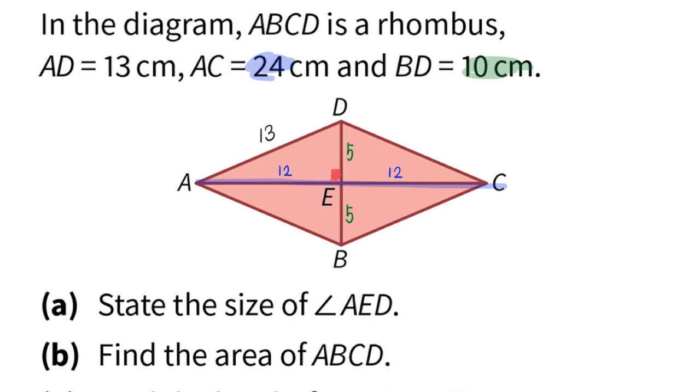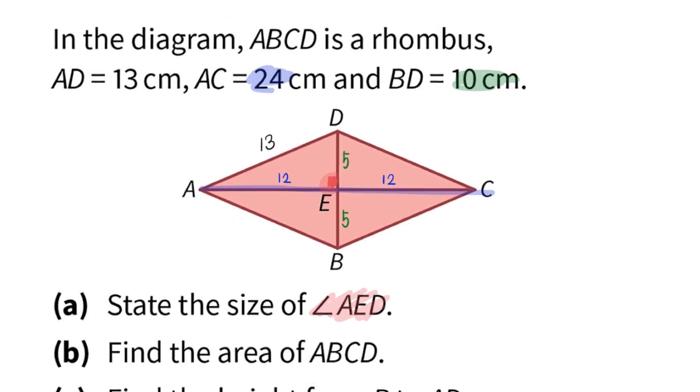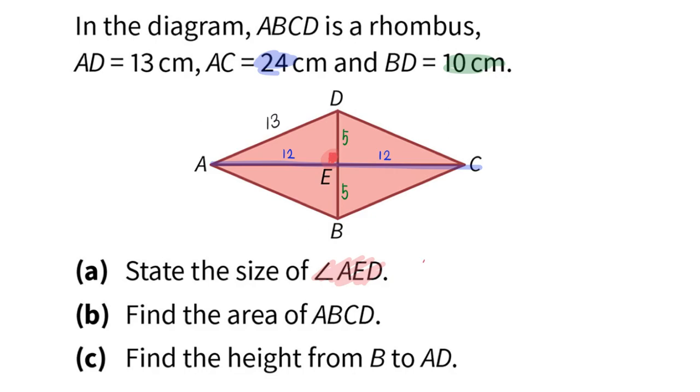And with all that being said, state the size of AED, which happens to be this angle. And I just perfectly shown you that it is 90 degrees. So angle AED is equals to 90 degrees. Why? These are diagonals of a rhombus.